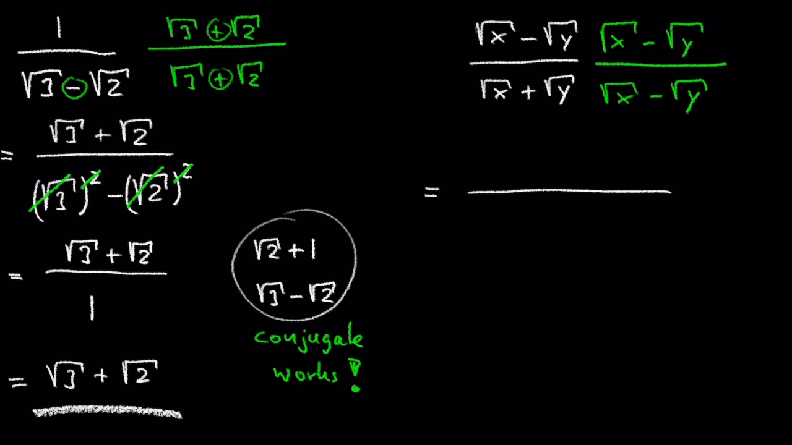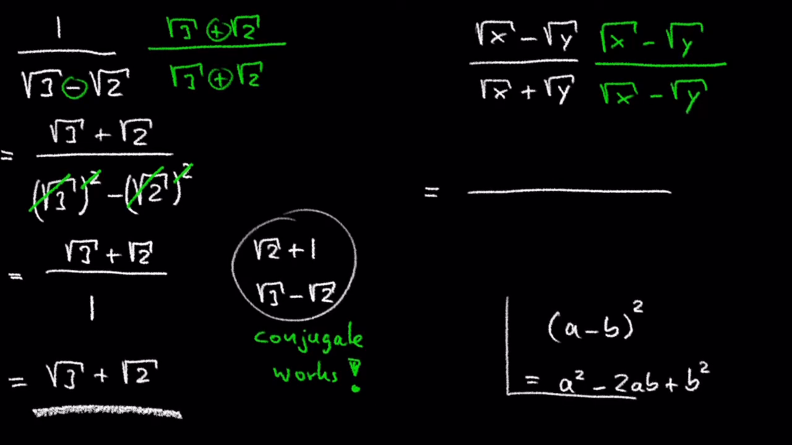I chose this example because we have the second binomial formula at the top, which is a minus b in parentheses squared is equal to a squared minus 2ab plus b squared. I also highly recommend memorizing this.